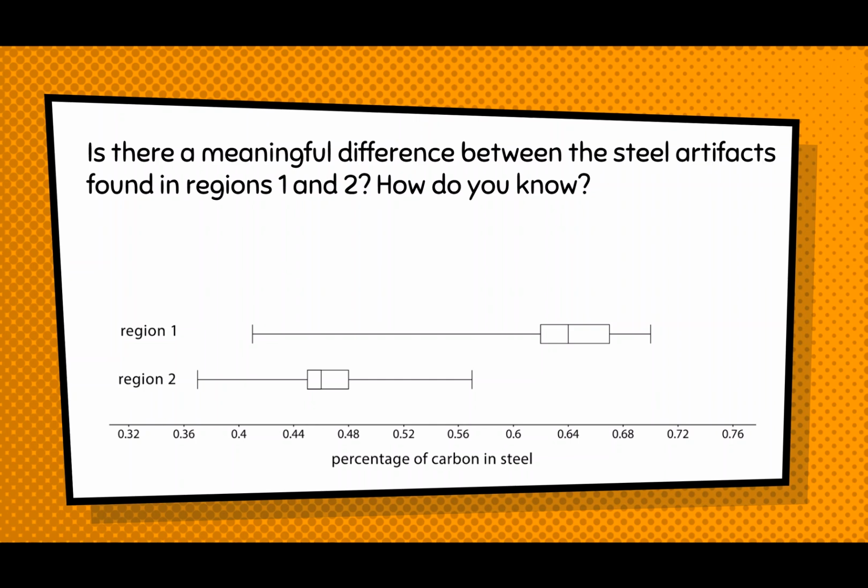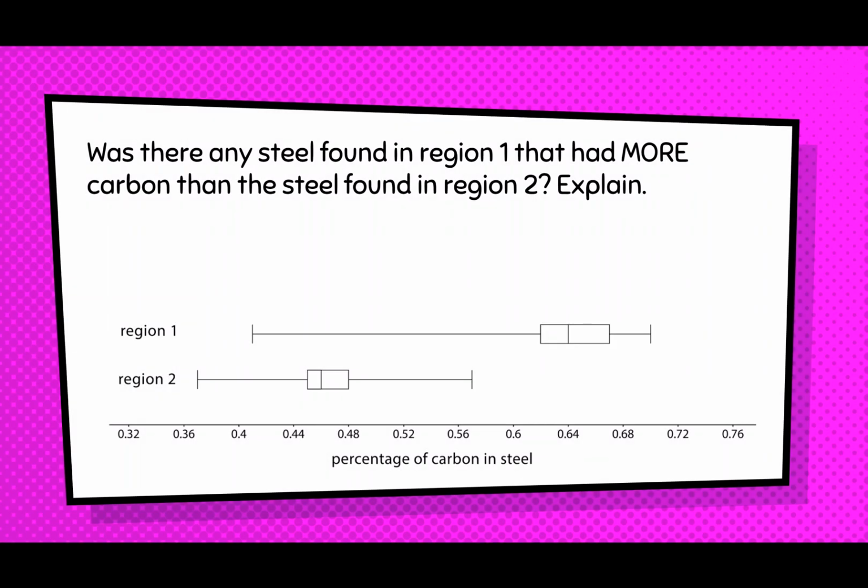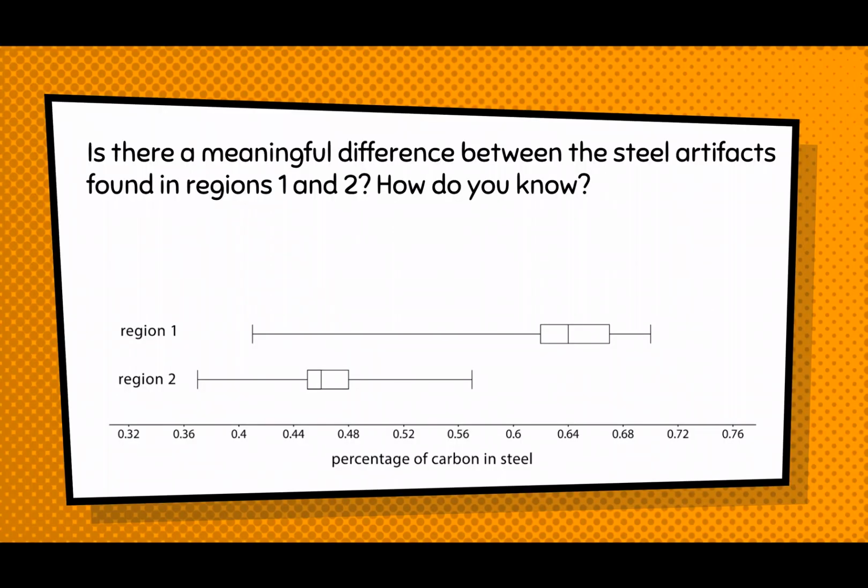My answer to this one has to do definitely with those quarter sections of the data in each graph. Going back to how we answered the question about was there any steel in region 1 that had more carbon than region 2, we said that at least 75% of the data in region 1, or again, 3/4 of the data found in region 1, was all greater than any of what was found in region 2. To me, that means that yes, there is a meaningful difference.